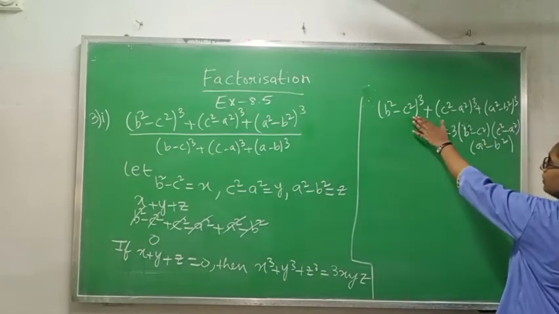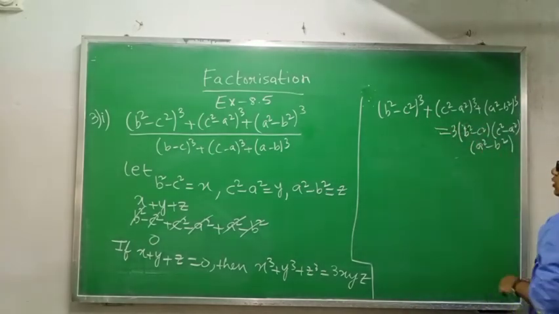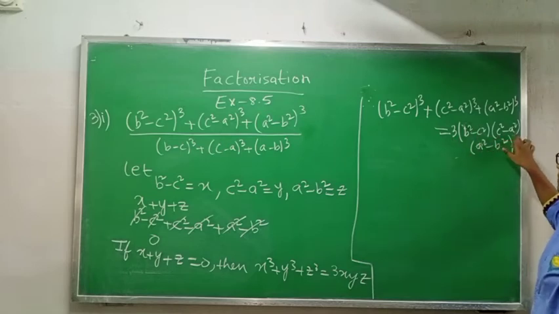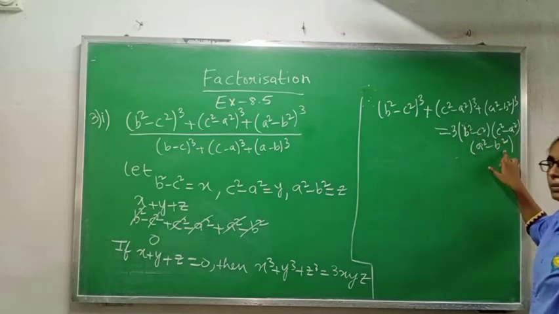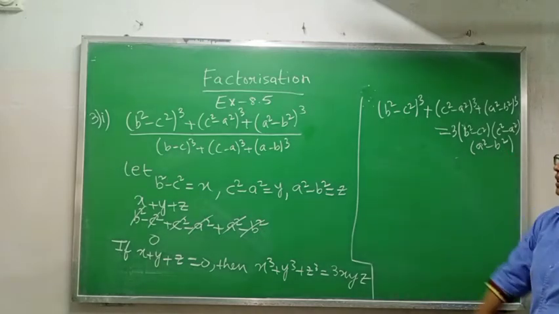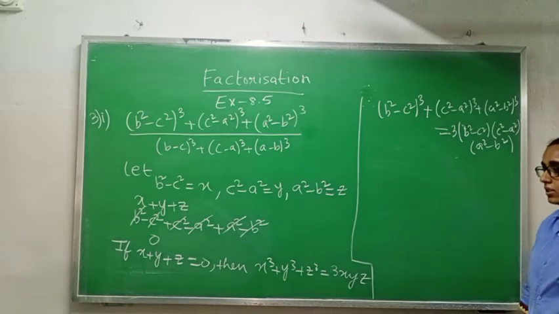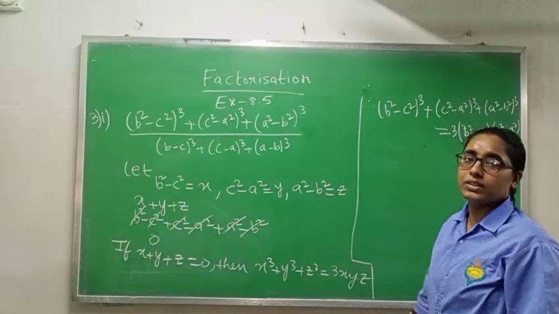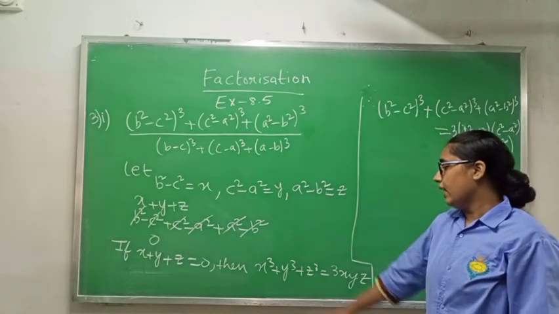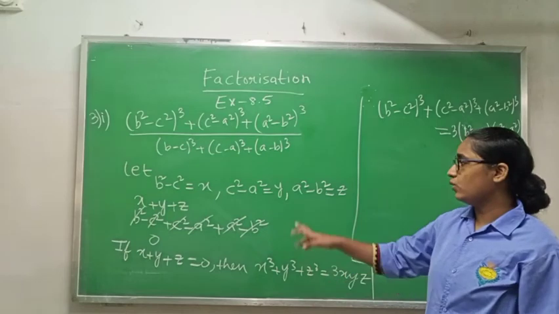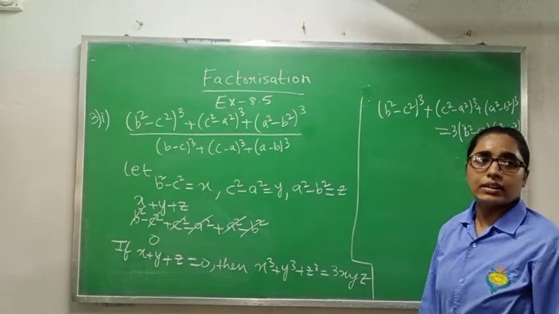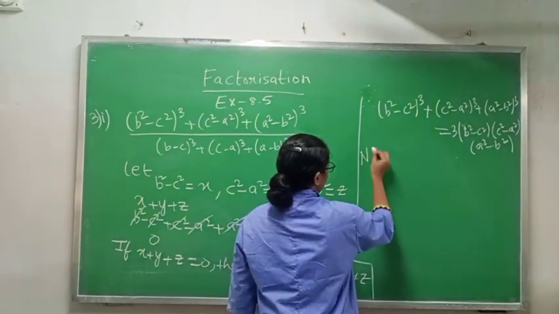Means in place of (b² − c²)³ plus (c² − a²)³ plus (a² − b²)³, you can put 3(b² − c²)(c² − a²)(a² − b²). Why? Because when we find x plus y plus z we get 0, and if x plus y plus z equals 0, then x³ plus y³ plus z³ equals 3xyz. Again we will do something.